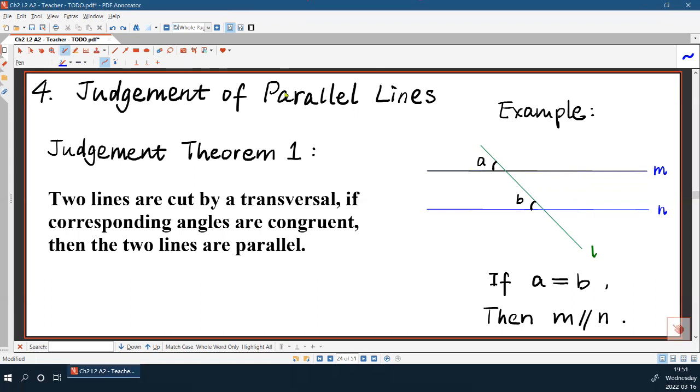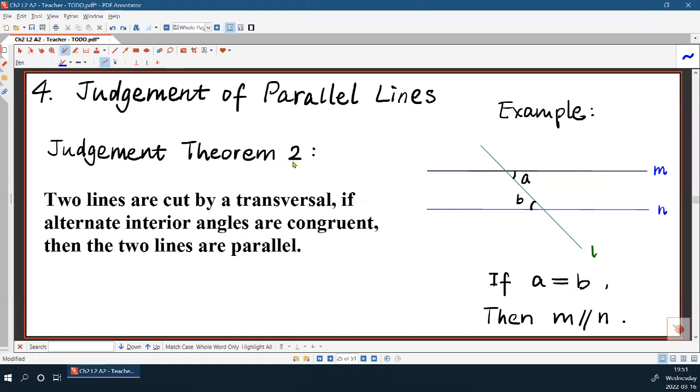Similarly, the second judgment theorem states that if two lines are cut by a transversal and alternate interior angles are congruent, then the two lines are parallel. Again, here we have a graph and two lines M and N cut by transversal L. If the alternate interior angles A and B are congruent, that means A equals B, then we can decide that M is parallel to N. Any questions?